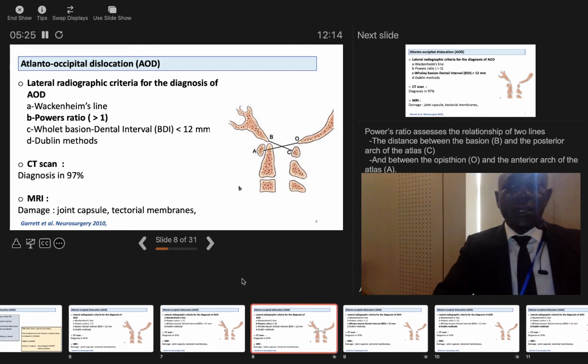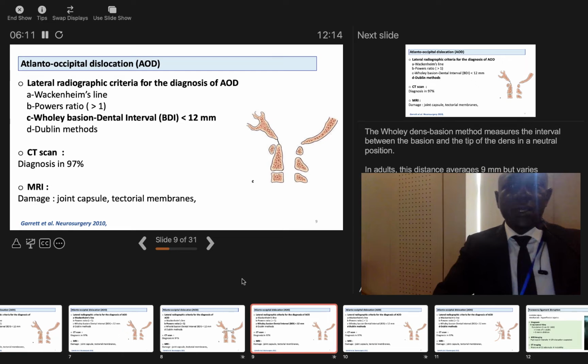The second measurement is the Powers ratio. It assesses the relationship of two lines: the distance between the basion and the posterior arc of C1, and between the opisthion and the anterior arc of C1. In a normal individual, the average is 0.77, and a ratio of more than 1 is a fairly reliable diagnostic indicator of anterior dislocation.